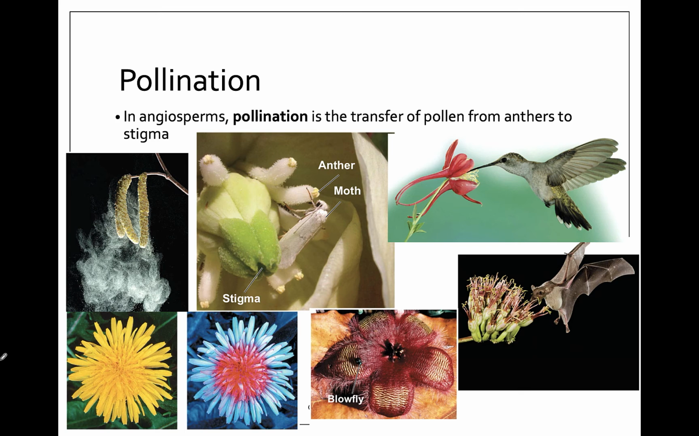Pollination is the process of getting male pollen to the female stigma. So we're going to move from the male anther, where we're going to make the pollen grains, to the female stigma. This is not the same thing as fertilization. We're just moving from the male organ to the female organ. We haven't actually combined gametes into a zygote yet.